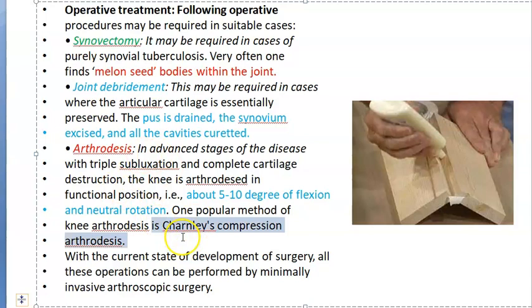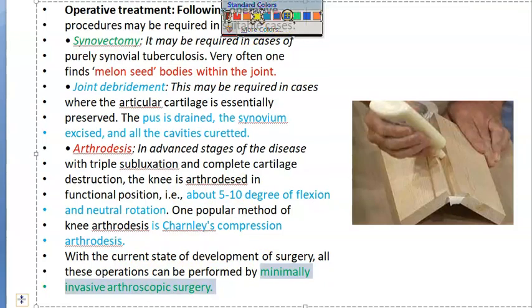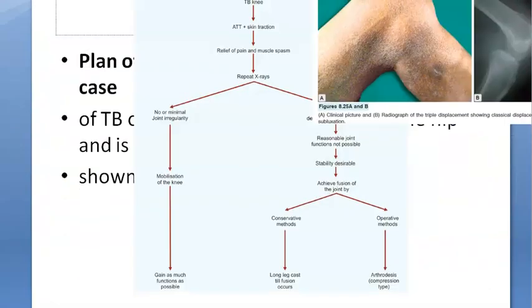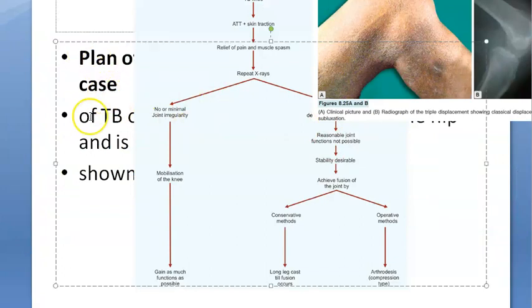They have some Charnley's compression arthrodesis. If you want, you can remember that. Then nowadays they have some minimally invasive arthroscopic surgery, etc. Fancy things that you will write for almost everything in orthopedics. You write this minimally invasive arthroscopic surgery for joints. Okay. This is what the plan of treatment looks like.